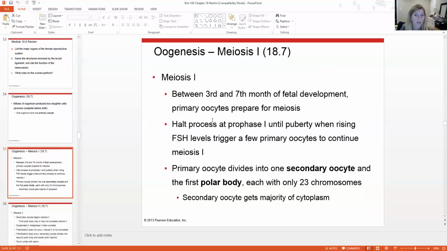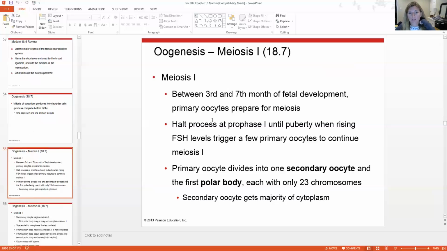Then meiosis 1 occurs. This is between the 3rd and 7th month of fetal development. So again, even before baby girls are born, they're already preparing for childbirth, for their own childbirth, right? They're preparing for when they're mature enough. They're not even born yet, but their bodies are preparing them. Very crazy. So between the 3rd and 7th month of fetal development, the primary oocytes are preparing for meiosis. The process is halted after prophase 1 until puberty occurs. So they're all kind of frozen in their meiosis process.